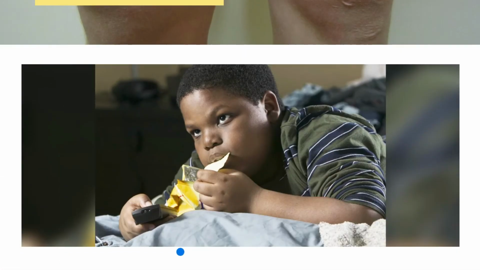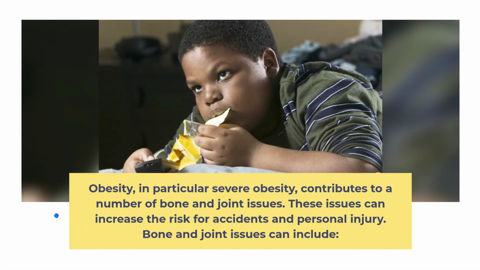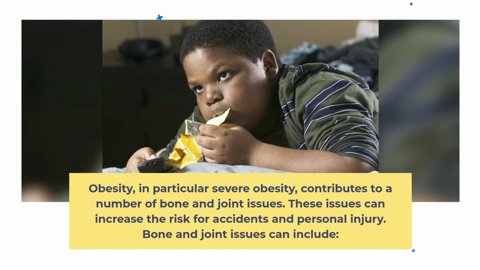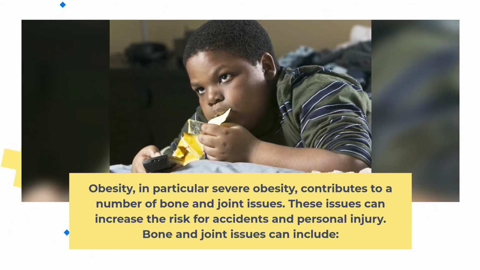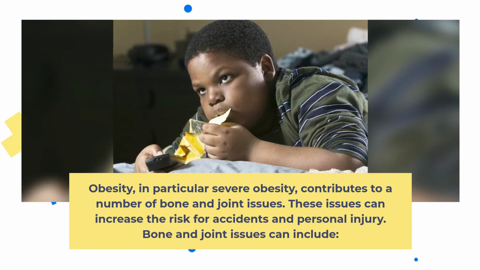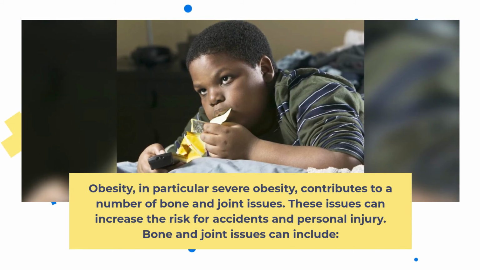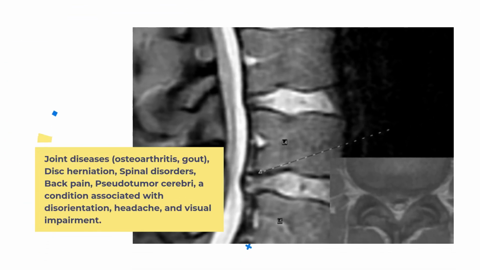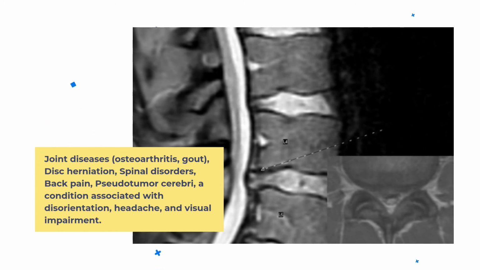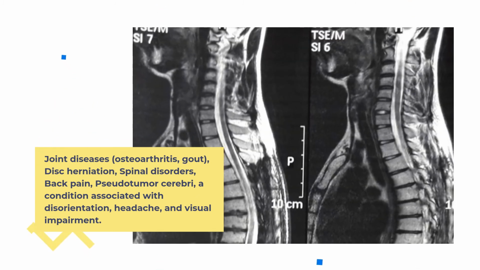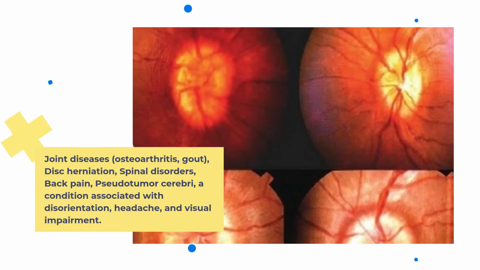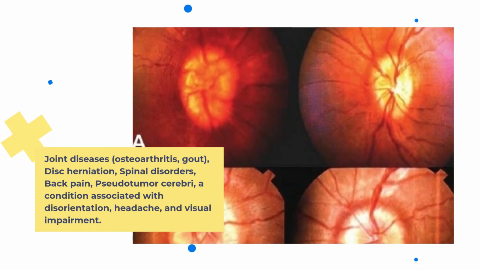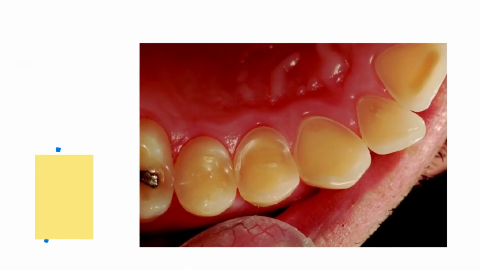Bone and joint damage and accidents. Obesity, in particular severe obesity, contributes to a number of bone and joint issues. These issues can increase the risk for accidents and personal injury. Bone and joint issues can include joint diseases, osteoarthritis, gout, disc herniation, spinal disorders, back pain, pseudotumor cerebri, a condition associated with disorientation, headache, and visual impairment.